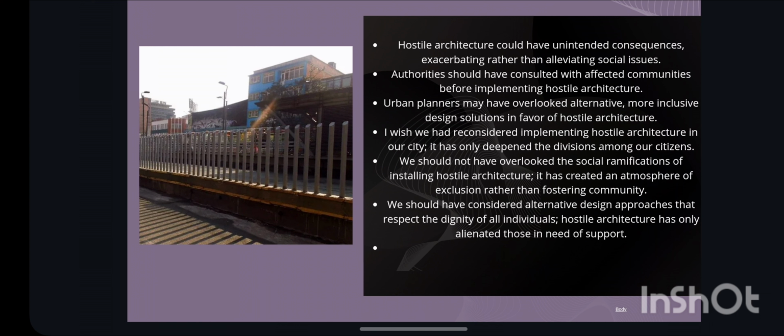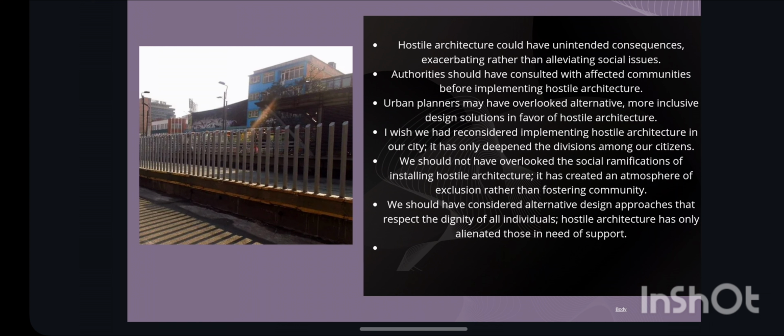Authorities should have consulted with affected communities before implementing hostile architecture. Urban planners may have overlooked alternative, more inclusive design solutions in favor of hostile architecture. I wish we had reconsidered implementing hostile architecture in our city. It has only deepened the division among our citizens. We shouldn't have overlooked the social ramifications of installing hostile architecture.